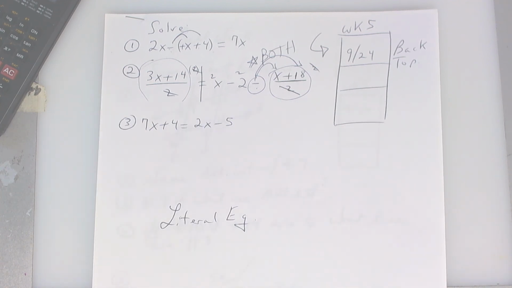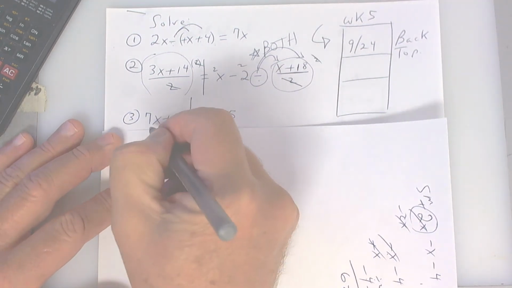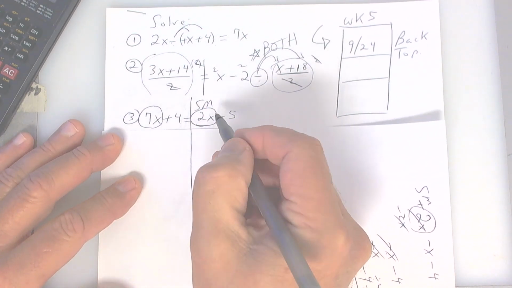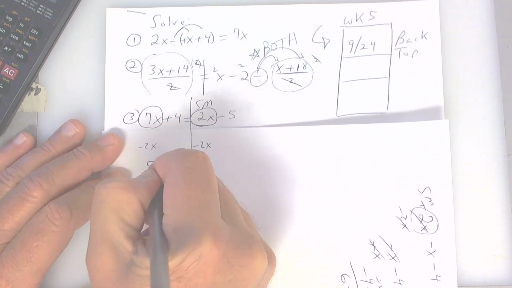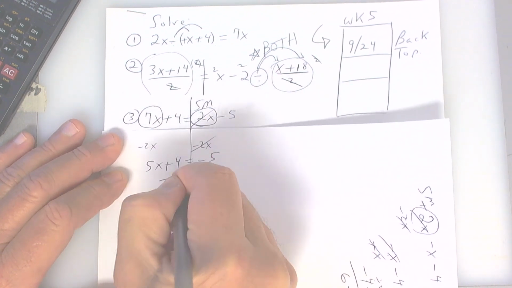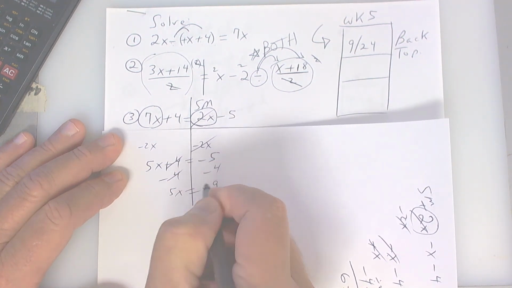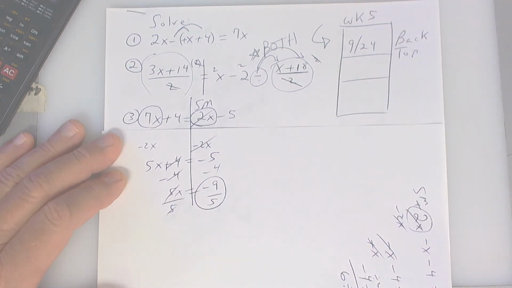Let's go on. This is a basic straight-up problem. Draw a line. X is on both sides. You want to get rid of this smaller one. I'd like you to label it. Subtract 2x. So you're going to get 5x. And then you want to subtract 4. And you get 5x is equal to negative 9. Divide by 5. And you got your answer.